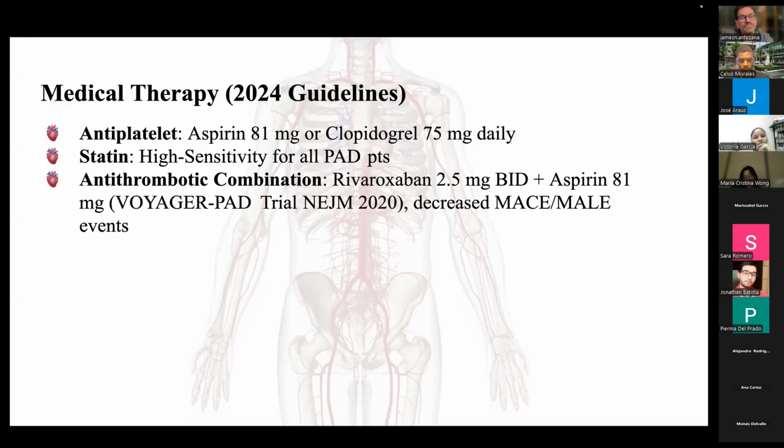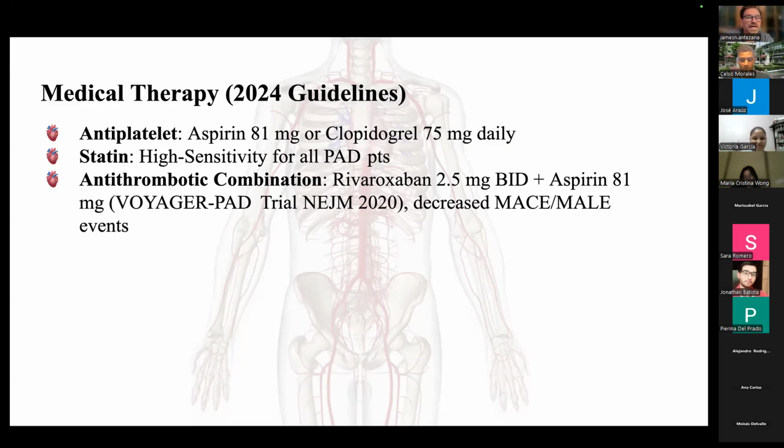Rivaroxaban, through the Voyager PAD trial and its predecessor, the Encompass trial, have showed us the benefits of a combination of rivaroxaban at a low dose twice a day with a baby aspirin daily. This has decreased the amount of complications of peripheral artery disease. It's decreased the incidence of acute limb ischemia, progression of critical limb ischemia in a catastrophic event.